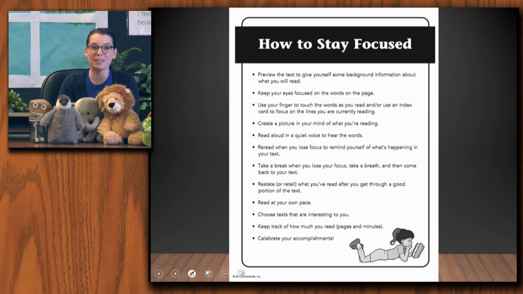Also, when you're independently reading today, pay attention to when your mind starts to think about something else. This happened to me last night as I was reading. I started thinking about something that had nothing to do with my book. And so I had to go back and reread. The strategy that I used was, I played it in my mind like a movie, and that helped me better focus so that I could remember and understand what I was reading. So practice using these strategies to help you when you notice that you're not as focused.